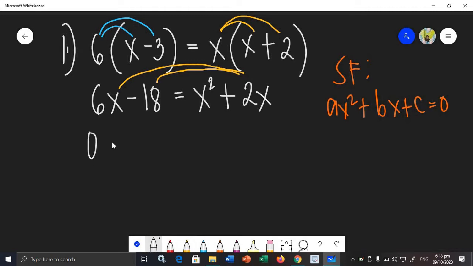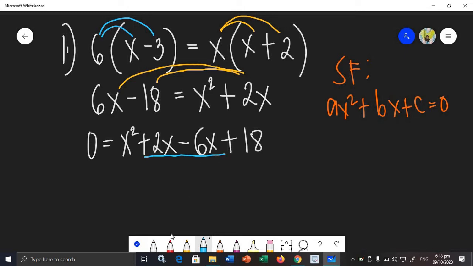Transpose natin si negative 18 and si 6x to the right side of the equation. Okay, so in this part, magiging na siyang 0. Wala nang term. So magiging x squared plus 2x. 6x will become negative 6x kasi nag-transpose tayo. Negative 18 will become positive 18. Okay? Now, we will combine similar terms like this. Si 2x tsaka si negative 6x, pwede natin silang ipag-combine kasi they are similar terms. Pareho sila ng variables. Okay? So, 0 is equal to x squared, 2x minus 6x, that is negative 4x plus 18.